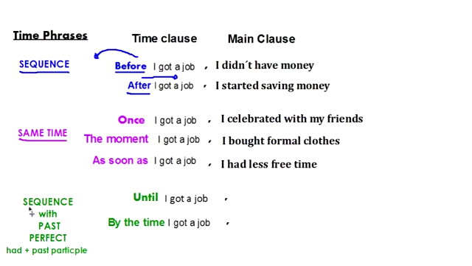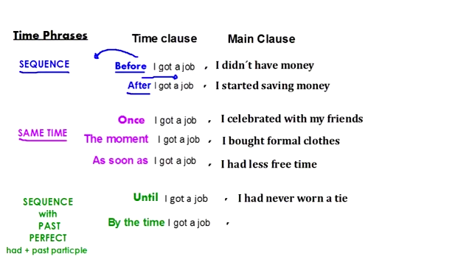Alright. Now the last one we're going to look at is sequence with the past perfect. Now if you remember what the past perfect is, the past perfect is using had for the auxiliary and the past participle for the main verb. So when do I use this? I use it with things like until and by the time. Okay? So if I think, until I got a job, I had never worn a tie.